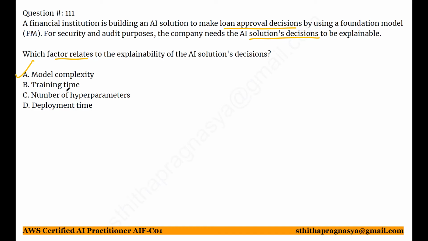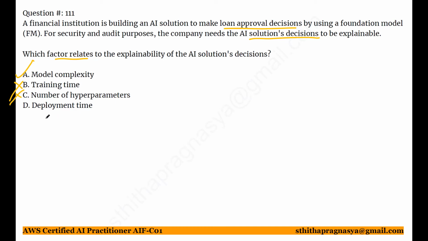Training time refers to how long it takes to train the model. While this is important for resource planning, it is unrelated to the explainability of models' decisions. So this is not correct, as training time does not affect explainability whatsoever. And number of hyperparameters refers to tunable parameters set before training, like learning rate, batch size. While these can influence model performance, they do not inherently relate to how explainable the model's decisions are. This is also not correct, as hyperparameters are unrelated to decision explainability.